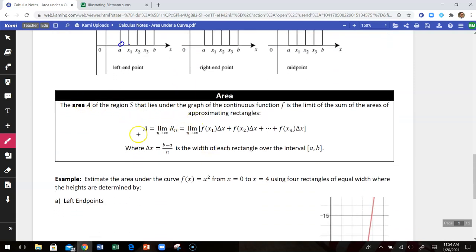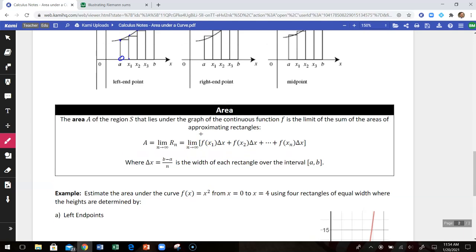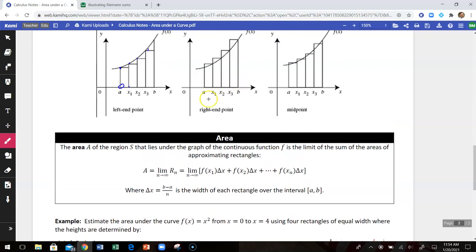So here's the mathematical explanation of what I just said. The idea here is that if I make the number of rectangles, that's what n is, go to infinity, that would mean I want to make as many rectangles as I can underneath my curve. And if I could put an infinite number of rectangles, then the amount of space that we are missing, or the amount that we're going above, will become negligible.